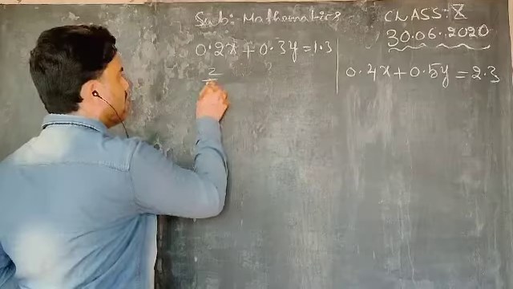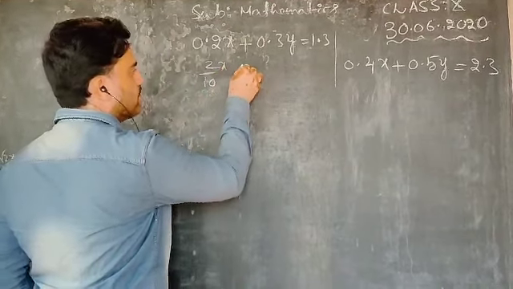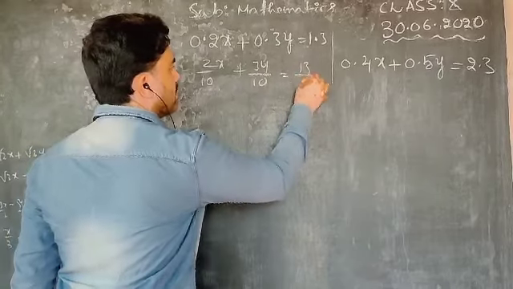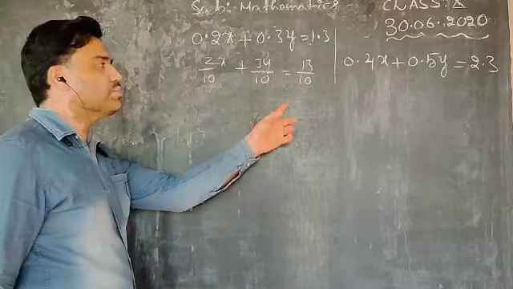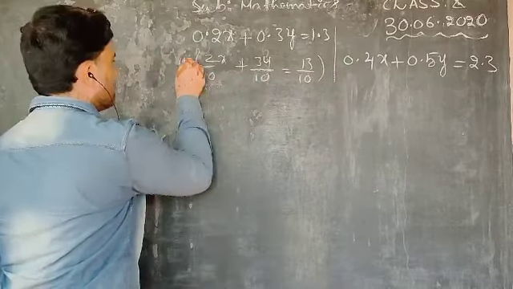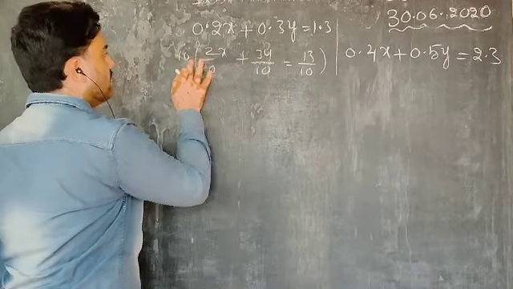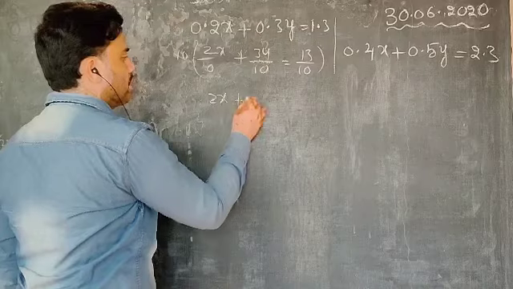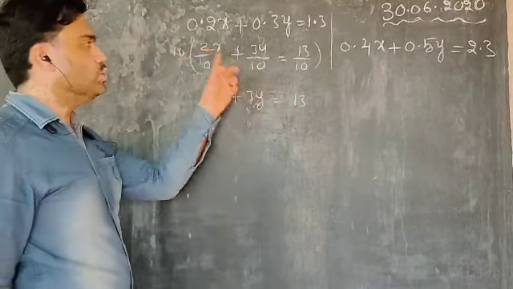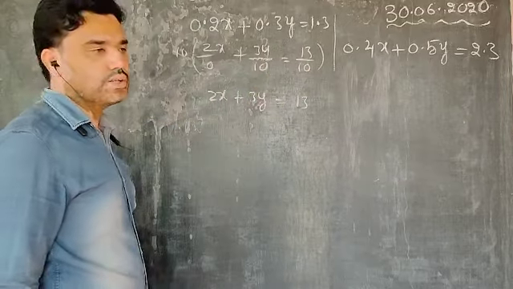0.2x means 2 by 10 x, that is 2x by 10. 3y by 10. 1.3 means 13 by 10. Now the whole equation is multiplied by LCM 10. Then automatically you will understand that 10 gets cancelled, right? So like that, 2x plus 3y is equals to 13.